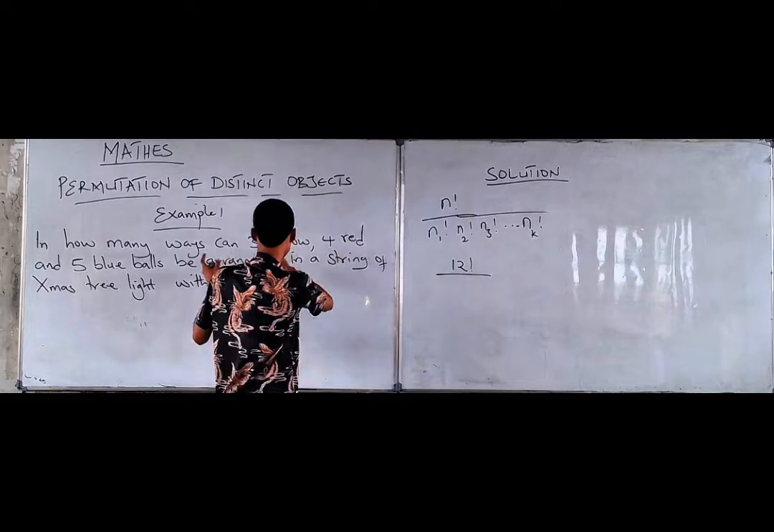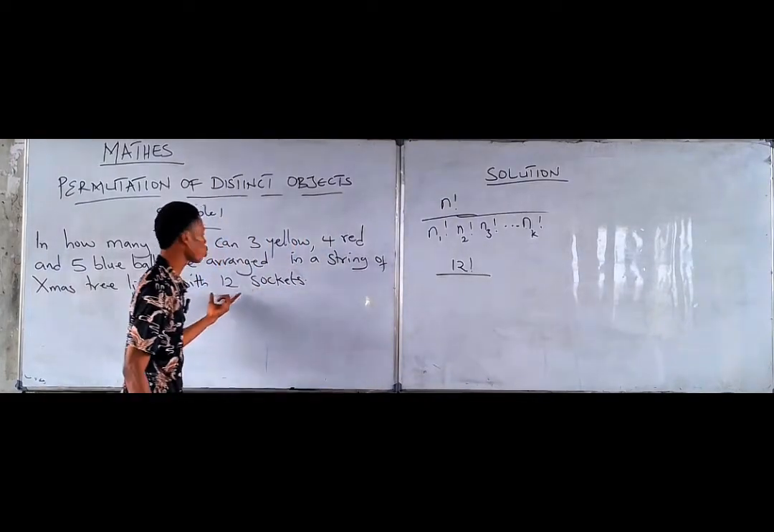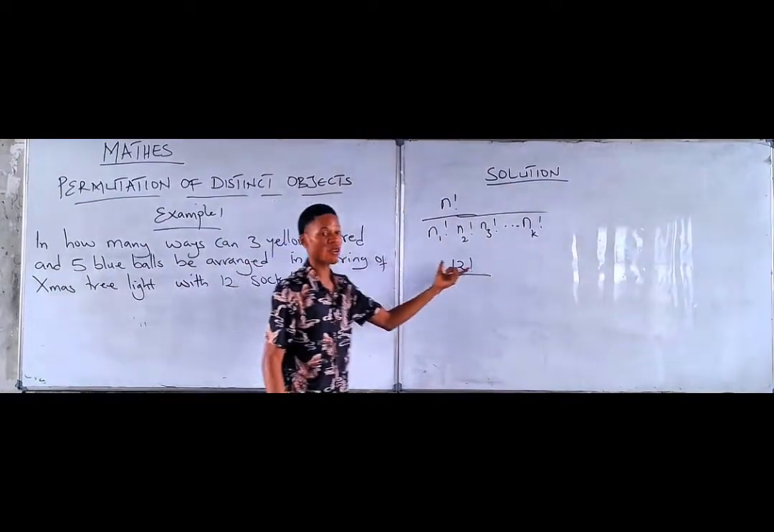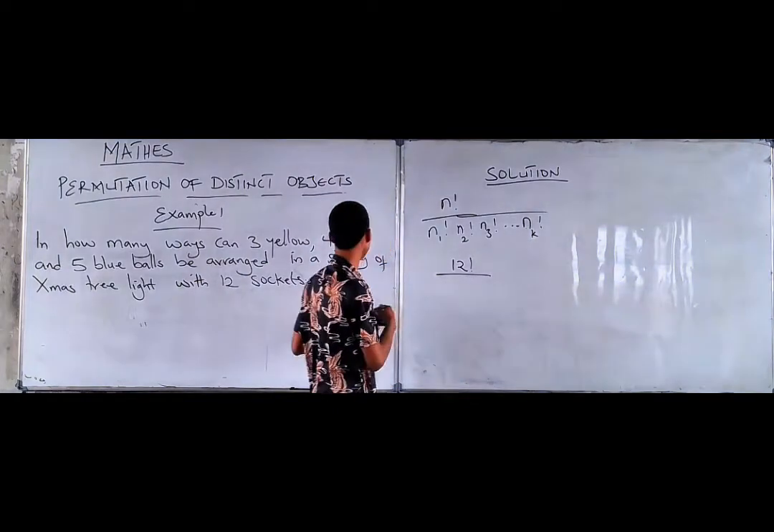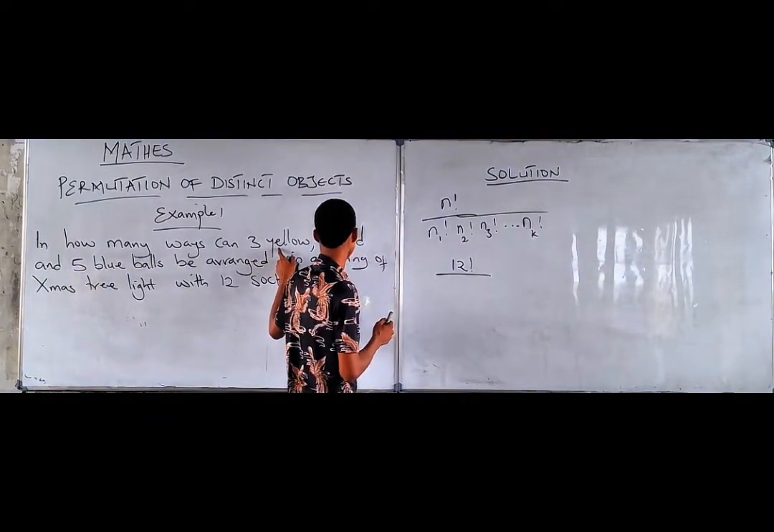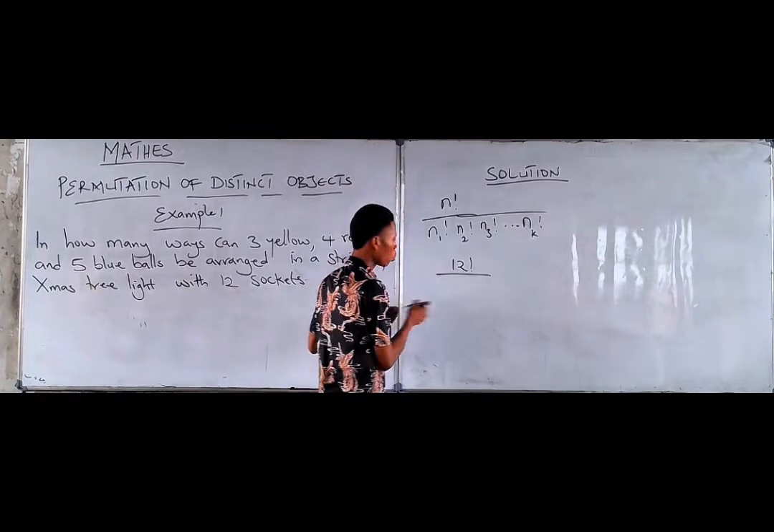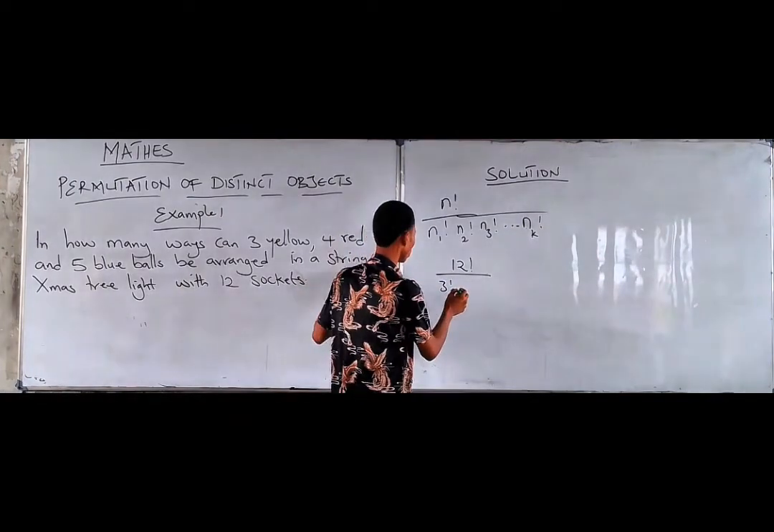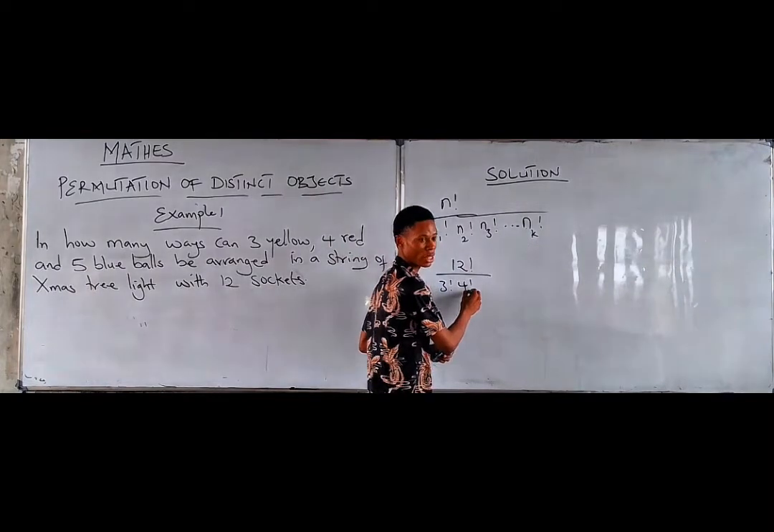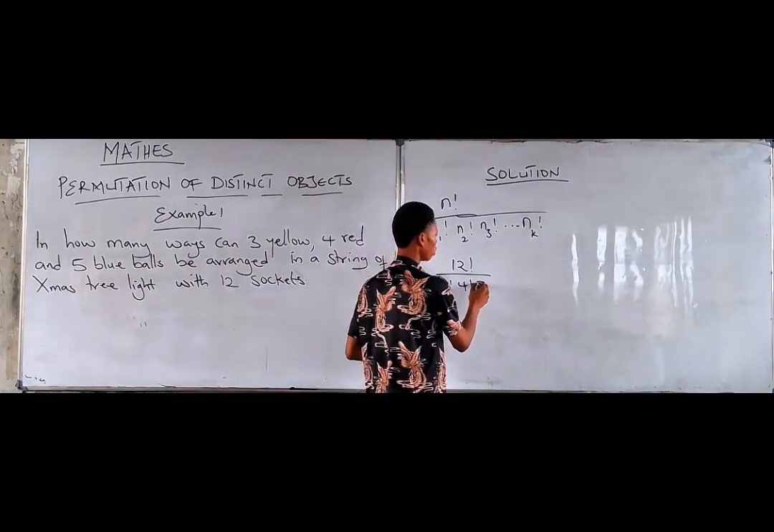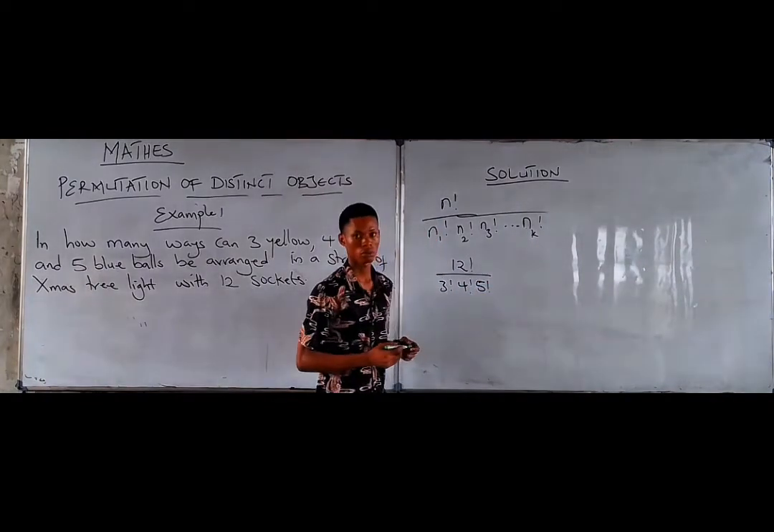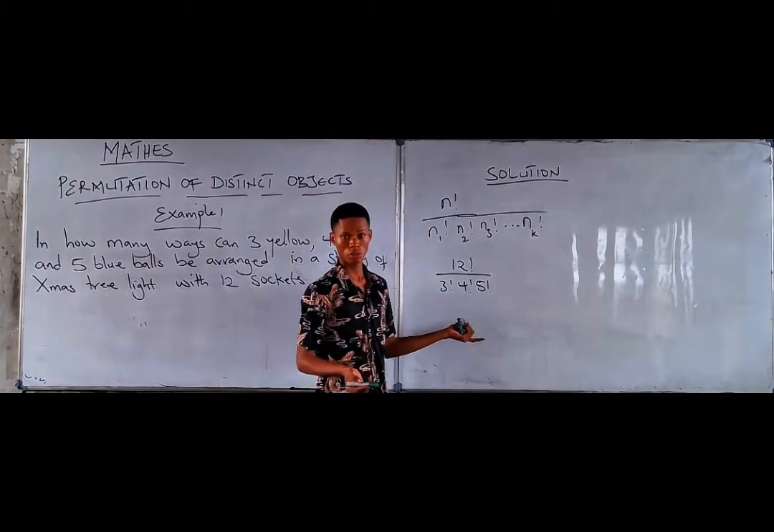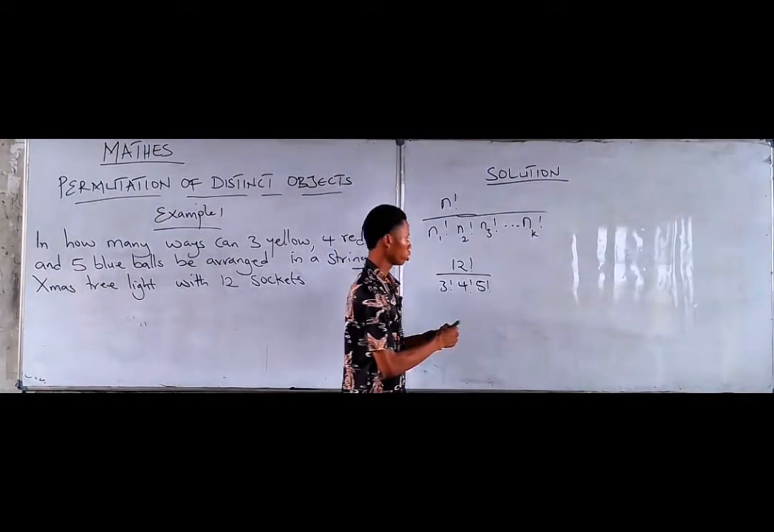So in this case, from the equation, we have a total number of 12 sockets. So you use 12 factorial all over. The first distinct object we have there is what? Yellow, right? So we have 3 factorial, 3 for yellow. Next is what? 4 factorial. Next is what? 5 factorial. This all. So you can solve.